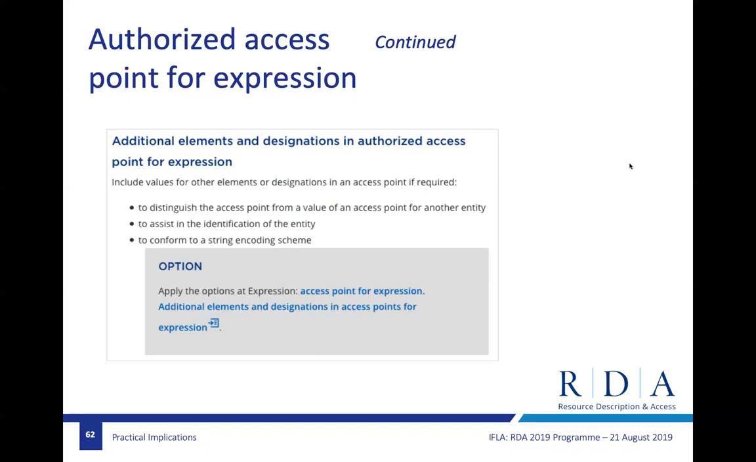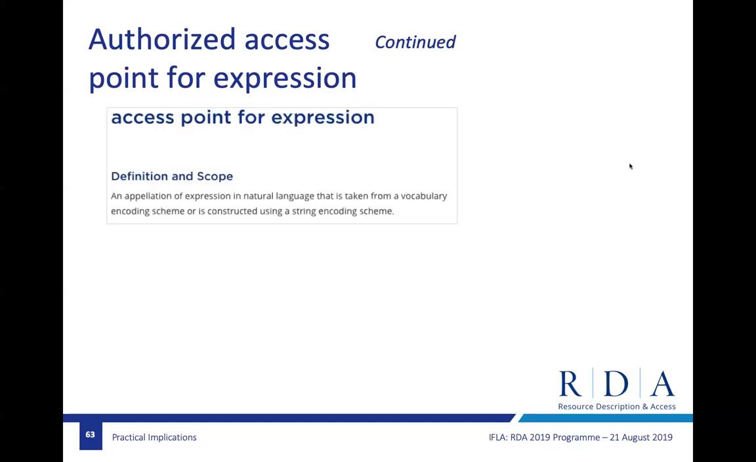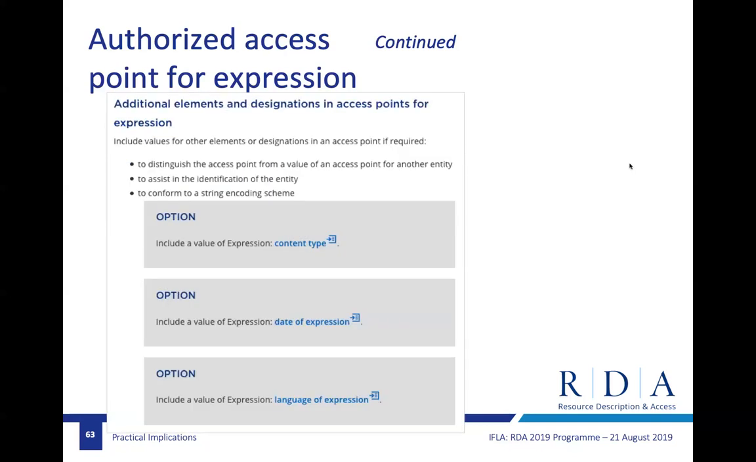Okay, let's follow that link and find out what I've got. Access point for expression: an appellation of expression in natural language that is taken from a vocabulary encoding scheme or is constructed using a string encoding scheme. Here's that option. Include values for other elements or designations in an access point if required. And there's those same bullets again. And here are just some of the options. They are the three that I decided to follow: to include a value of expression for content type, for date of expression, and for language of expression. This has resulted in the following character string.